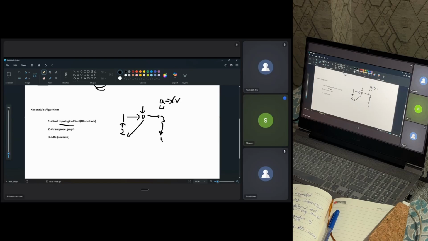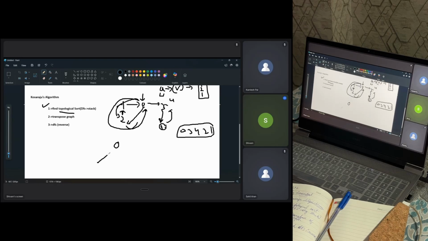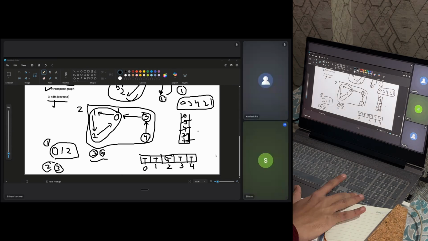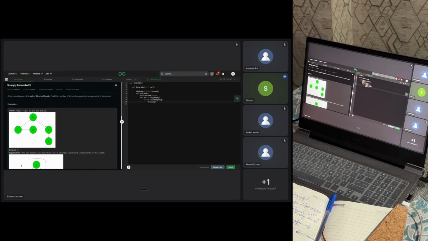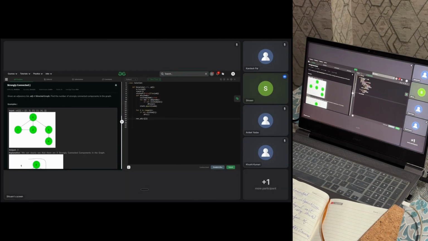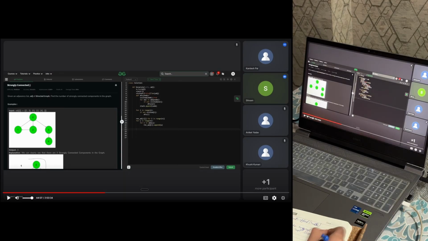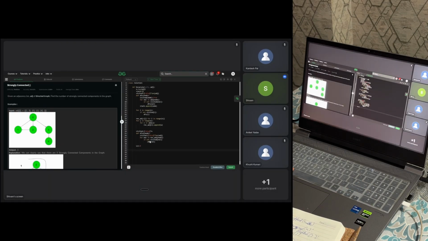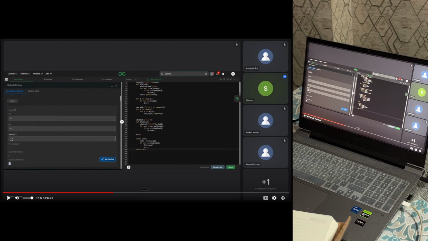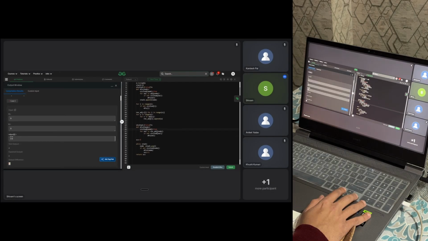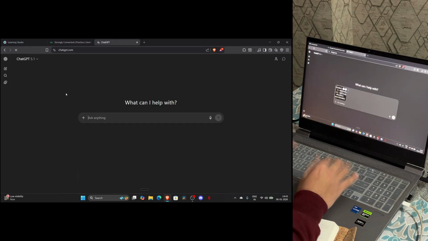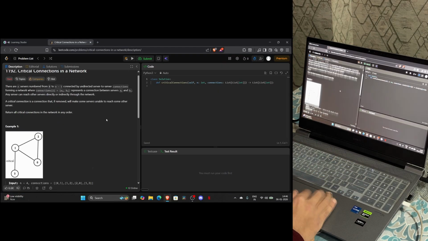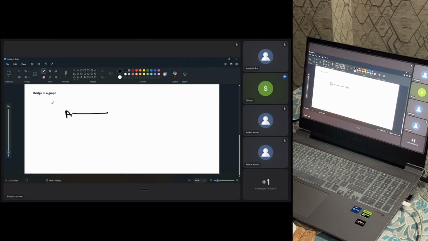Kosaraju and Tarjan. Both algorithms find strongly connected components in a directed graph, groups of nodes where every node can reach every other node. Kosaraju is the clean, two-pass approach. First, run DFS to record finish times, which reflect how deep each node's reachability goes. Then reverse all edges in the graph. In the second pass, run DFS in descending finish time order. Each DFS now produces exactly one SCC.